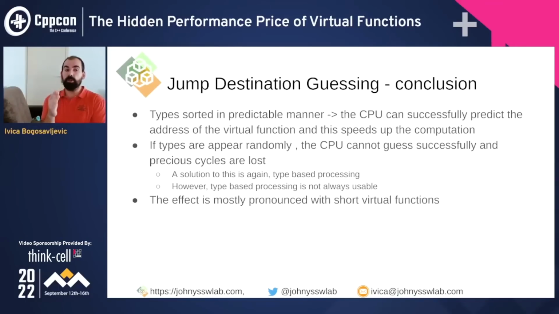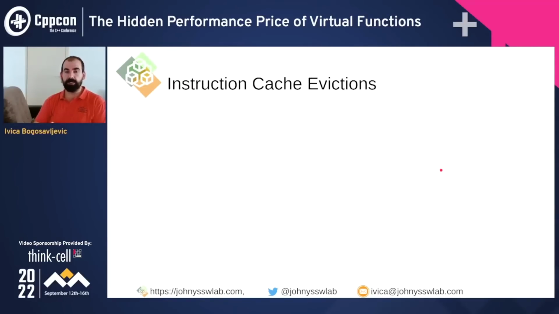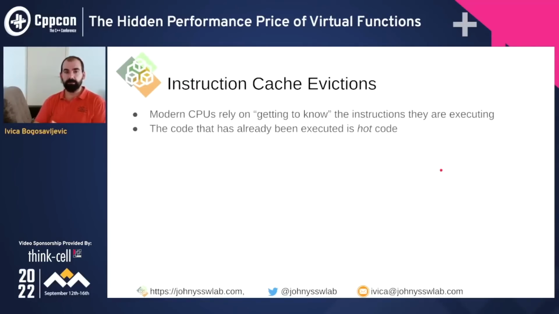Now, the solution for this, again, is type-based processing, as we already explained. But again, type-based processing is not always usable. Now, this effect is mostly pronounced with short virtual functions. With long virtual functions, this effect is much, much less visible. Okay, so this finishes the talk about jump destination guessing.